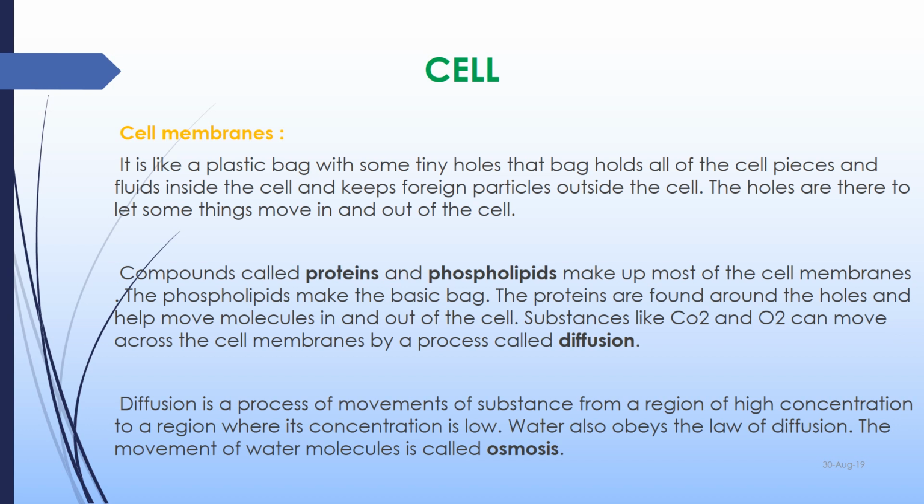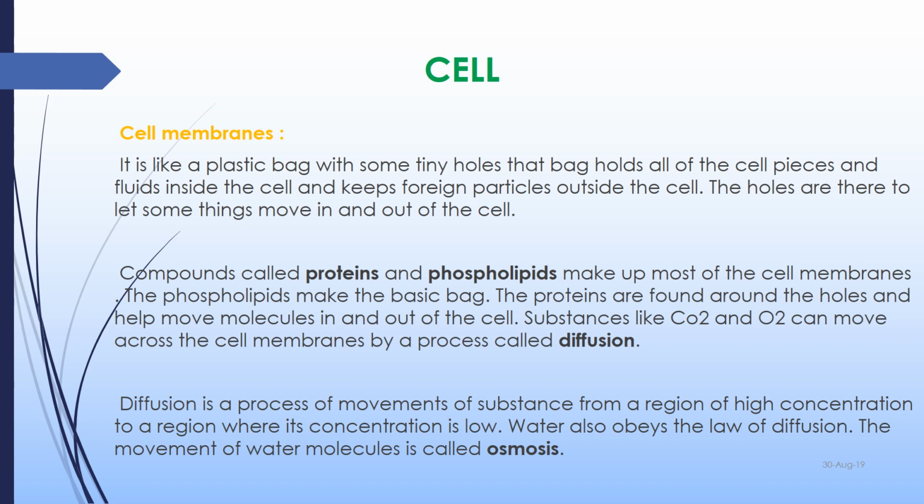Cell membranes. It is like a plastic bag with some tiny holes. That bag holds all of the cell pieces and fluids inside the cell and keeps foreign particles outside the cell. The holes are there to let some things move in and out of the cell. Compounds called proteins and phospholipids make up most of the cell membranes. The phospholipids make the basic bag. The proteins are found around the holes and help move molecules in and out of the cell.